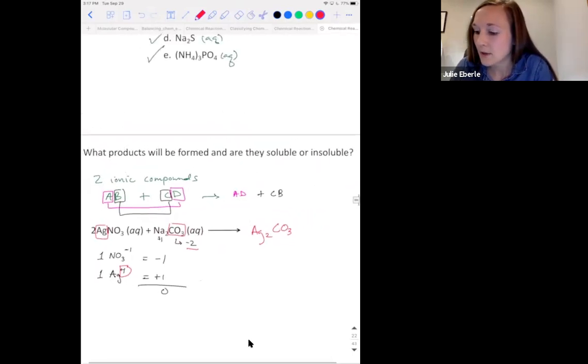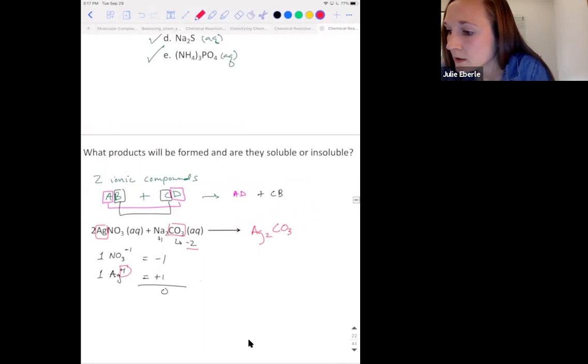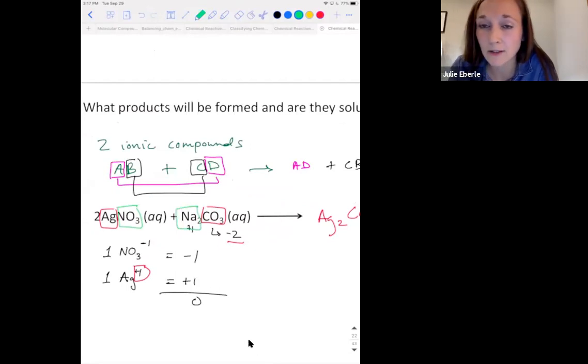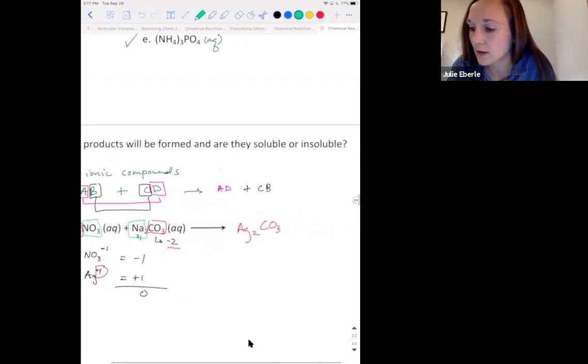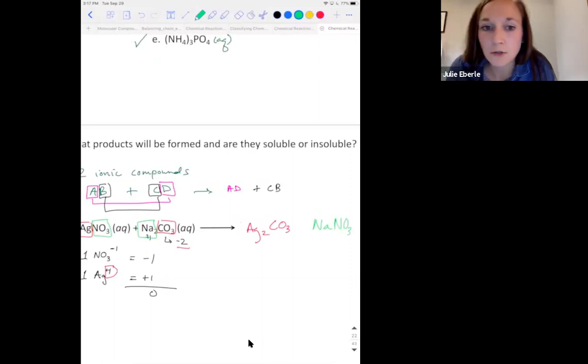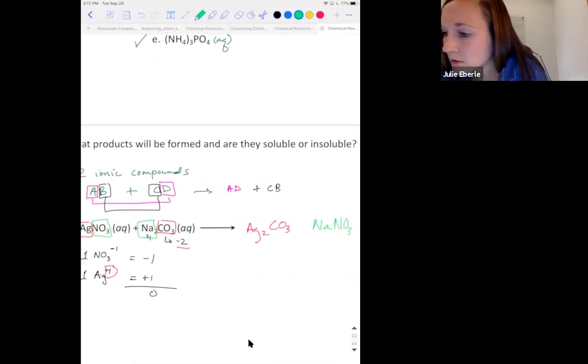And then my other compound, we'll pick green, is going to be NO3 and sodium. Now again, don't worry about balancing right now. You just want to get the formulas right. We'll go back and balance. So sodium is a +1 and nitrate is a -1. So we just need 1 each. Y'all may not be able to see that very well.